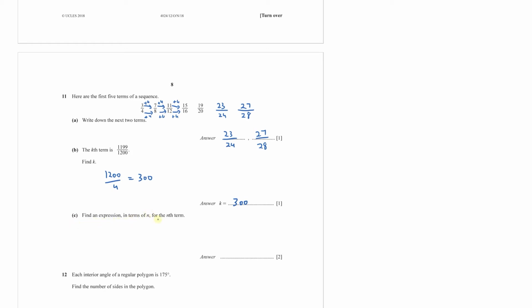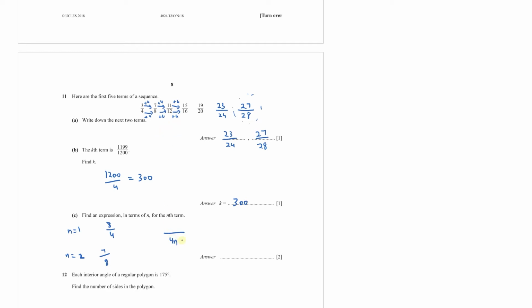Find an expression in terms of n for the nth term. So you can see that all the denominators are multiples of 4, right? For n equals 1, your denominator is 4 and the numerator is 3, so 3 over 4. For n equals 2, the numerator is 7 and the denominator is 8. So how do you get 8 for n equals 2? You multiply 2 by 4. So your denominator is always 4n. If n is 1, you get 4. If n is 2, you get 8. If n is 7, the 7th term is this one here, you get 28, right?